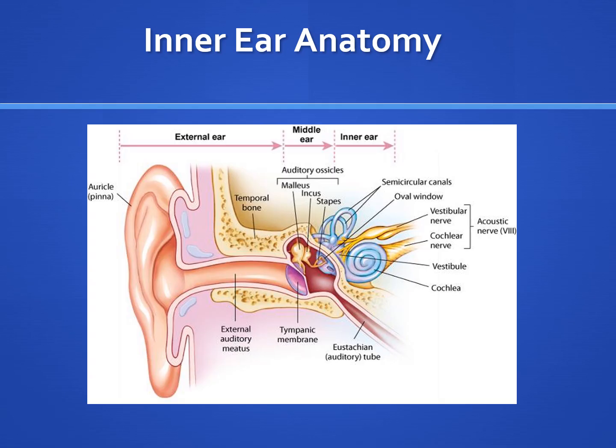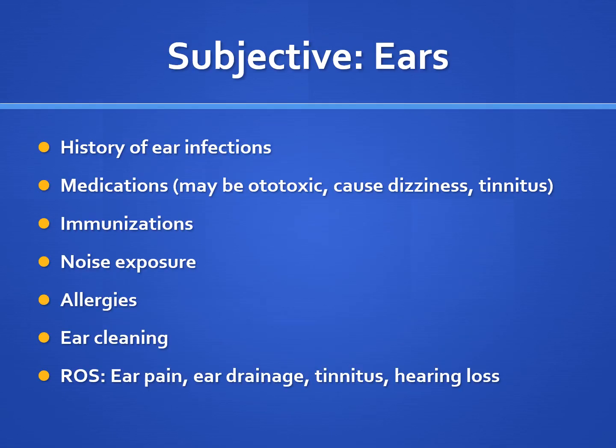And then cranial nerve 8, which is our acoustic or vestibulocochlear nerve. This nerve helps carry hearing signals and balance signals. So damage here can affect both hearing and balance.